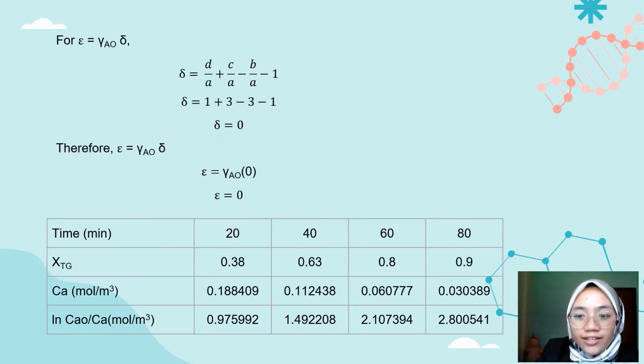After that, we can calculate the sigma YA naught times delta, and in this reaction the delta is 0 and the sigma is also 0. We can also acquire the residence times and the conversion of triglyceride at a particular time.